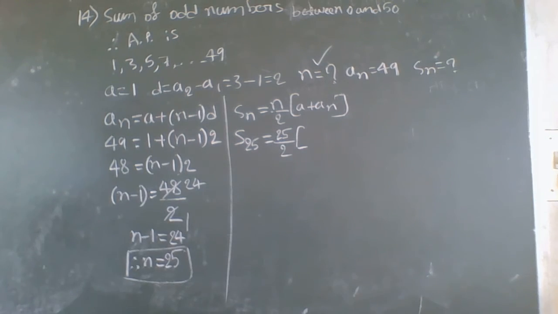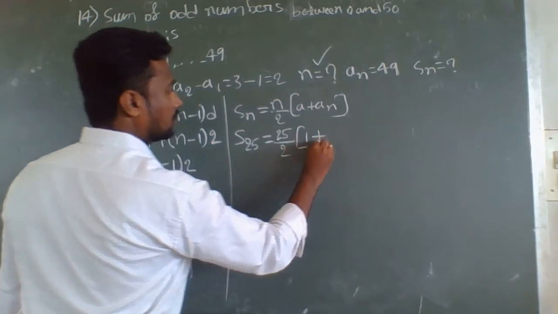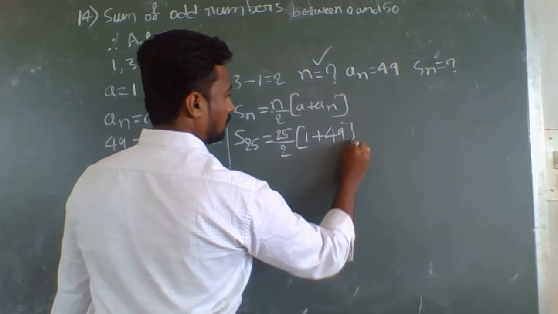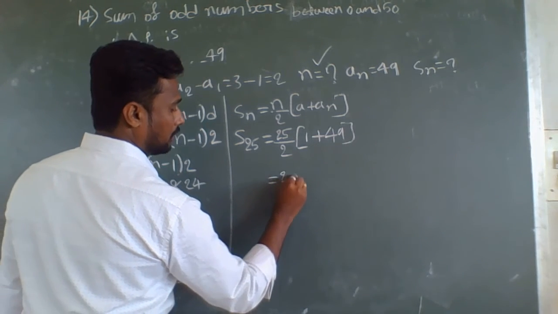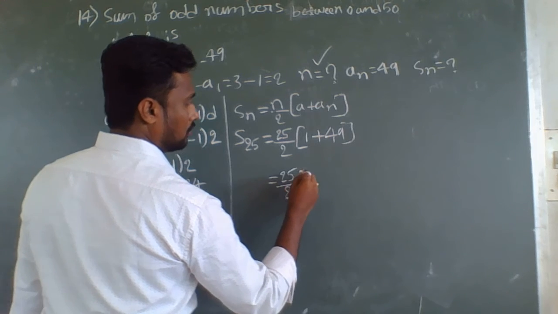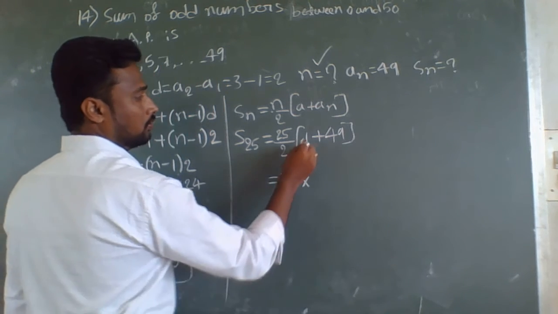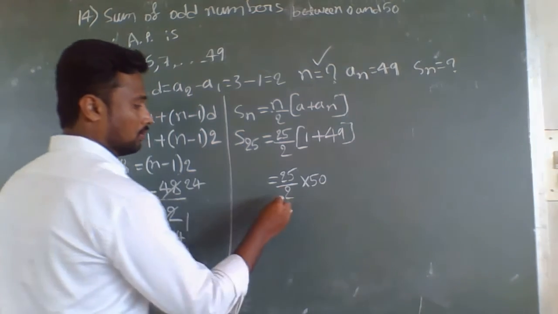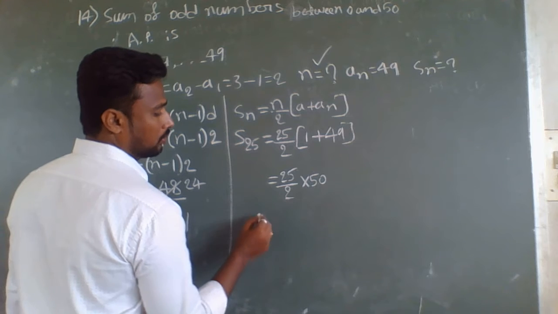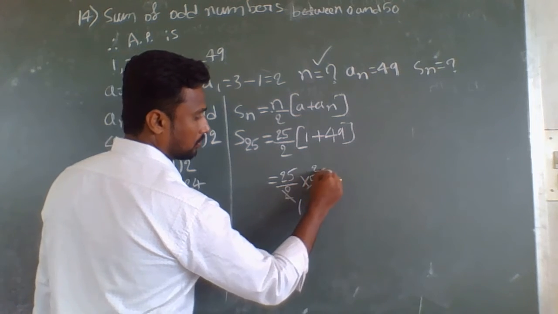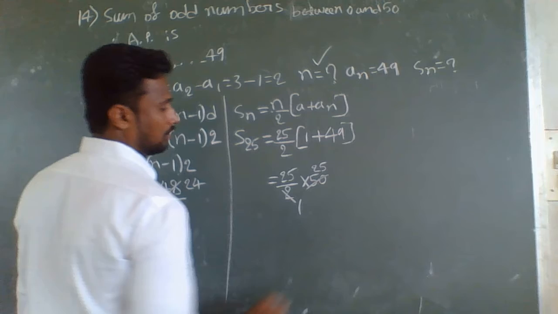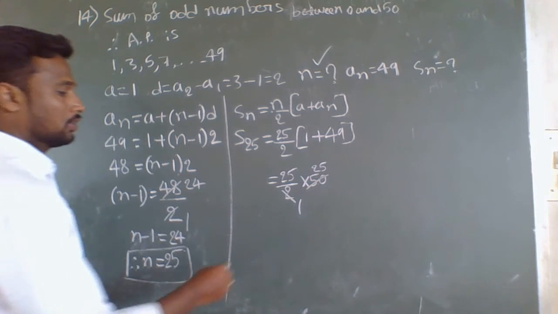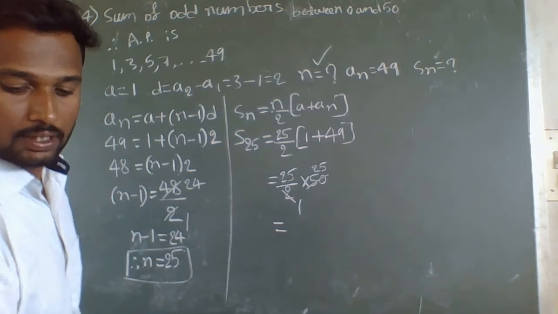What is the a value here? 1 plus the an value is 49. In the next step, 25 divided by 2 into 1 plus 49 means 50. Okay. So now I will divide this 50 by 2. So 2 twos are 4, it becomes 10, 2 fives are 10. So 25 into 25. How much will you get? 25 into 25 means, what is the answer?